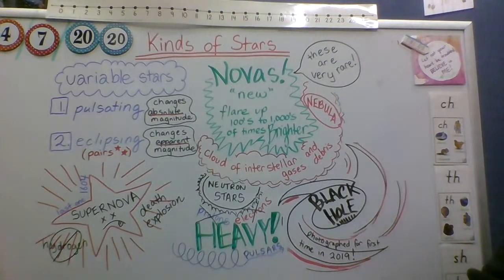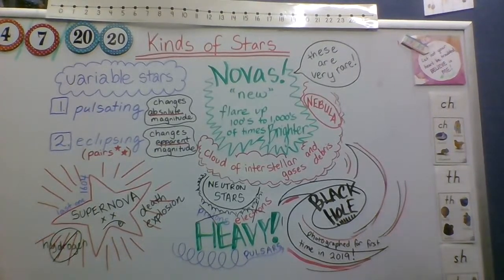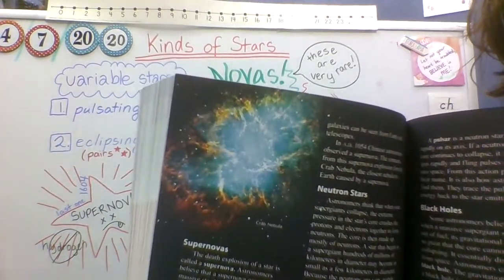So they're extremely rare. However, when a supernova happens, it can often leave a really cool nebula that's still left in the sky today. There was one supernova that was observed by Chinese astronomers in AD 1054, and the remnants from that explosion formed the Crab Nebula. And that's the closest nebula to Earth that's caused by a supernova anyway. And I'll show you a picture of that so you can see. There's a picture of the Crab Nebula right there.